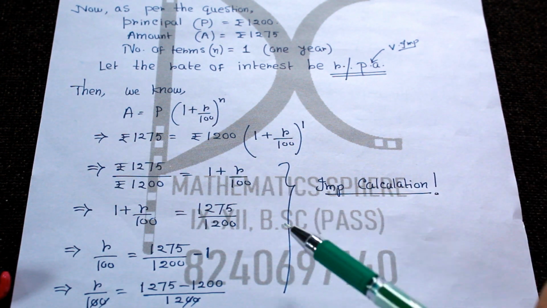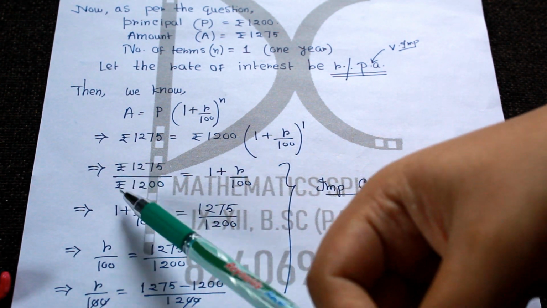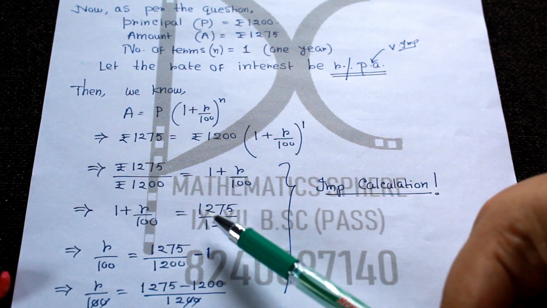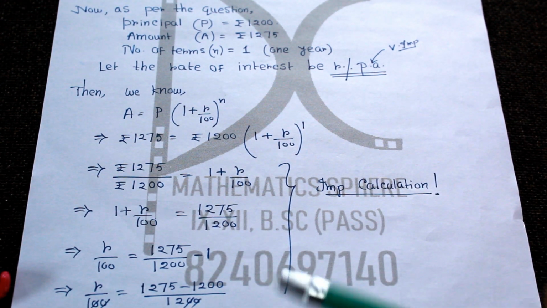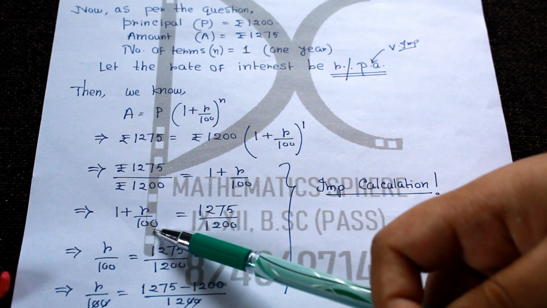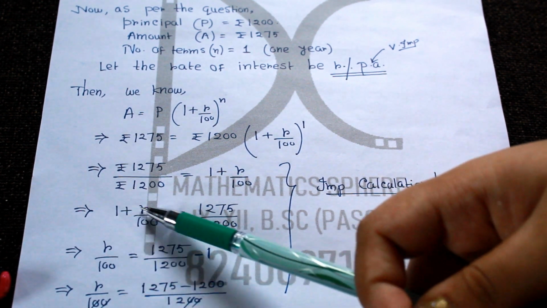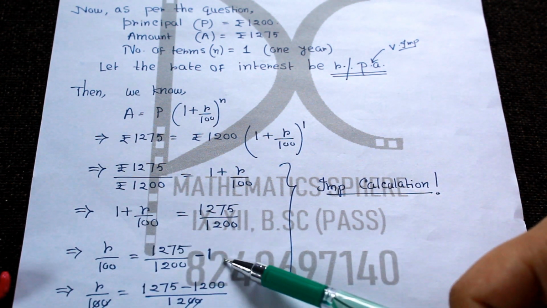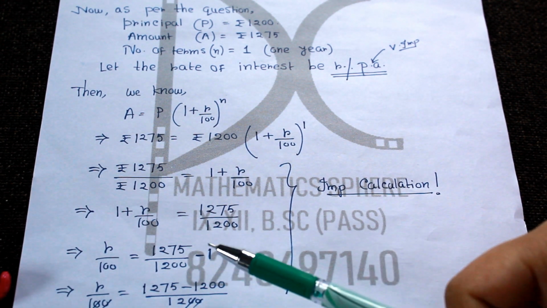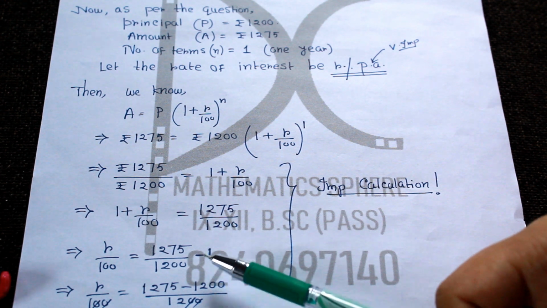So here, if I reverse and write, this becomes 1 plus r by 100 equal to 1275 divided by 1200. Rupees gets cancelled. Now what you will have to do, this 1 should be removed from this r by 100. So you just shift this 1 here, and it will come negative here. Now you will have to subtract this.